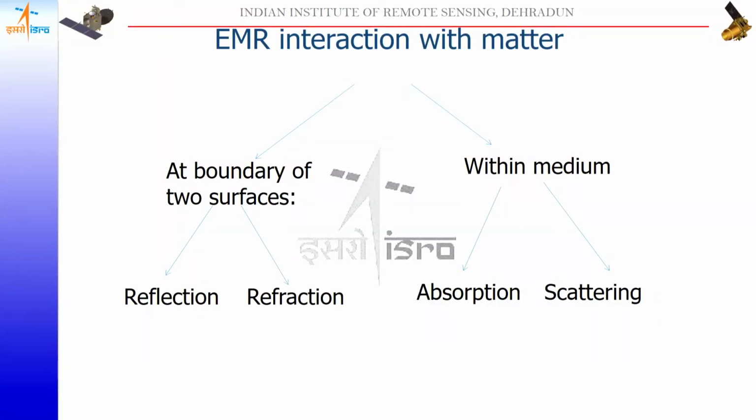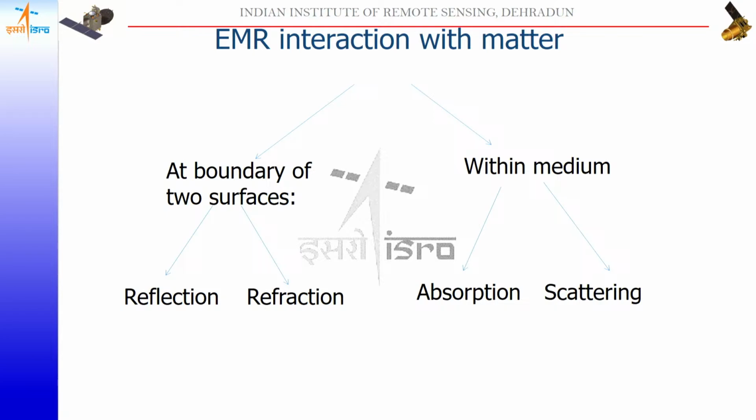All right, so welcome back. Now let's continue with the electromagnetic interaction with matter. There are two types of interactions possible. One, interaction at the boundary of two surfaces, so at the boundary of two media. There is medium 1, there is medium 2, and there is a boundary creating the separation between the two mediums.